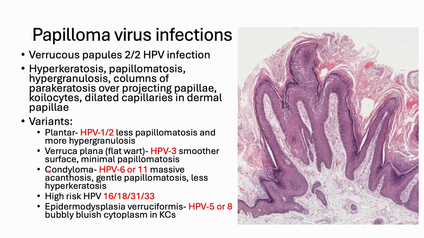In condyloma, we are talking about a low-grade HPV infection. The most common ones are 6 and 11. And the high-risk HPV, which can cause cervical cancer, is 16, 18, 31, and 33. And there is another one called epidermodysplasia verruciformis, which is HPV 5 or 8. I don't think that will be tested in your board exam. You should remember the 4 on the top.